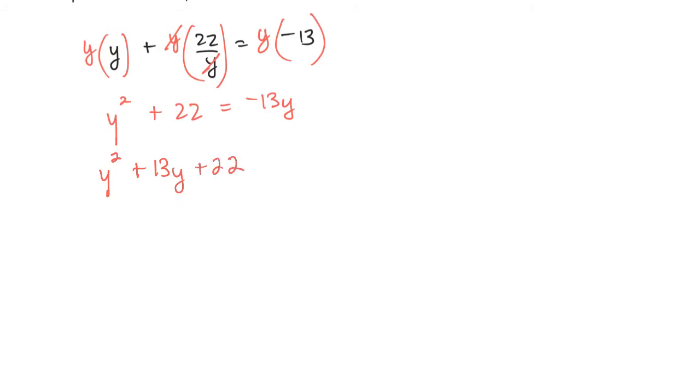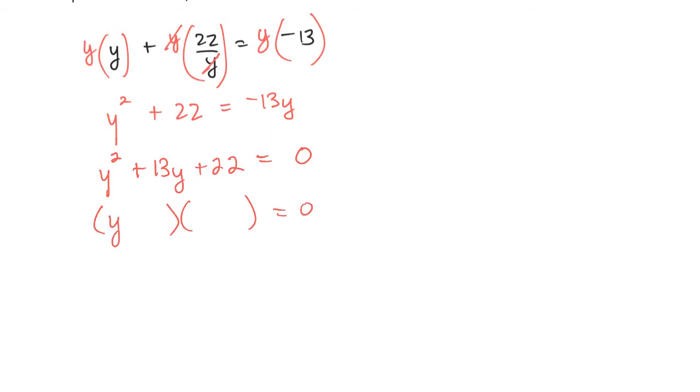Notice why I put the 13y in the middle, so it's in descending order. And on the right I have 0. And I do that so that I can use the zero principle. And I use the zero principle by factoring this side. And I just pray that it'll factor properly.